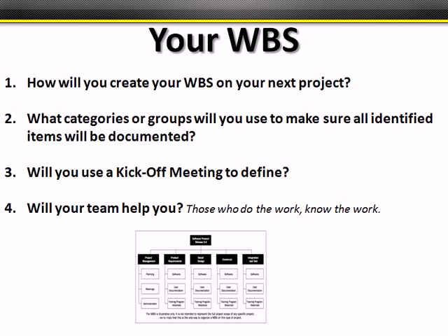So how will you create your WBS on the next project? Are you going to continue placing things in the order in which they occur? Or will you give this a try? Decomposing the scope, dumping out the puzzle pieces, and getting organized. What categories or groups will you use to make sure that everything's documented?